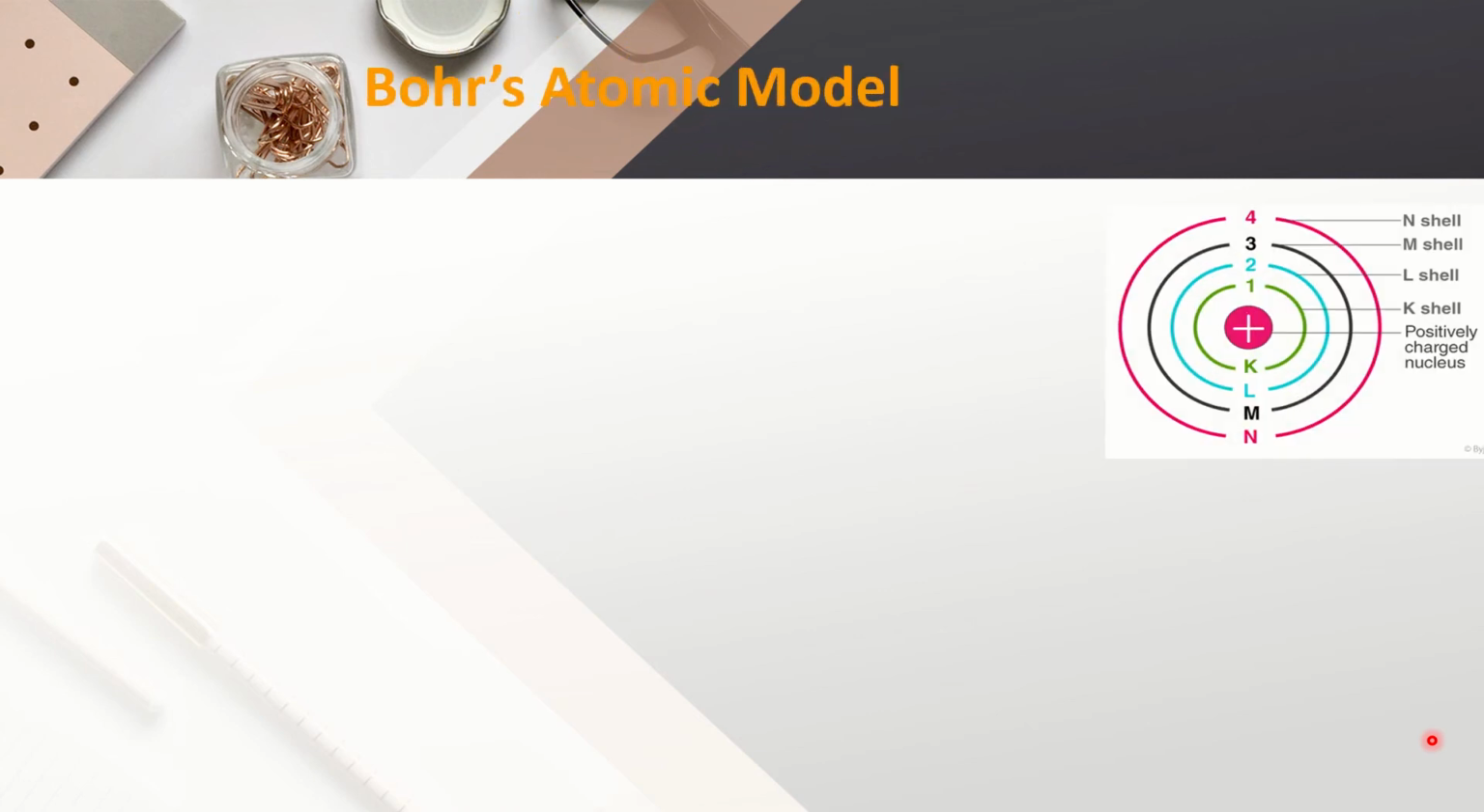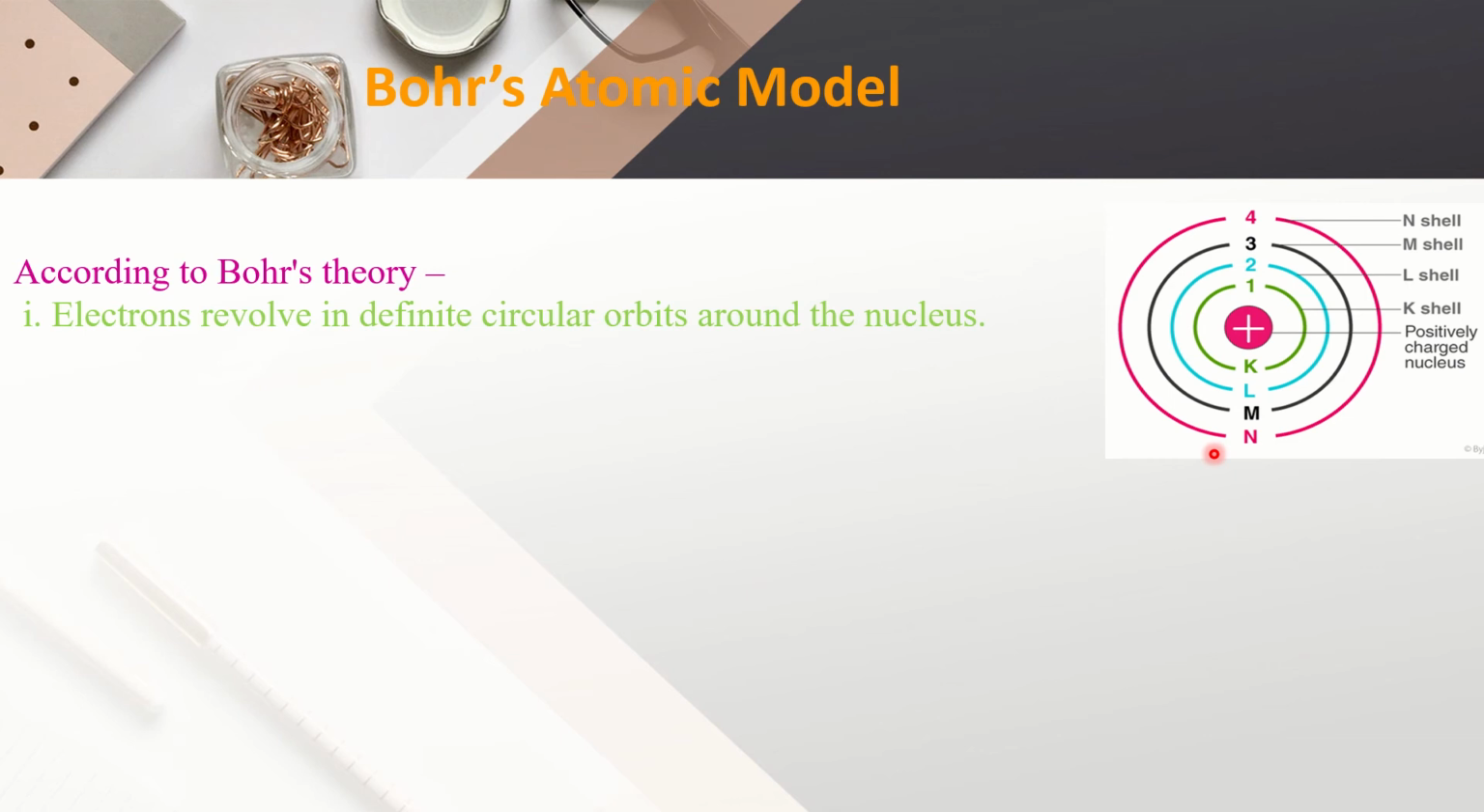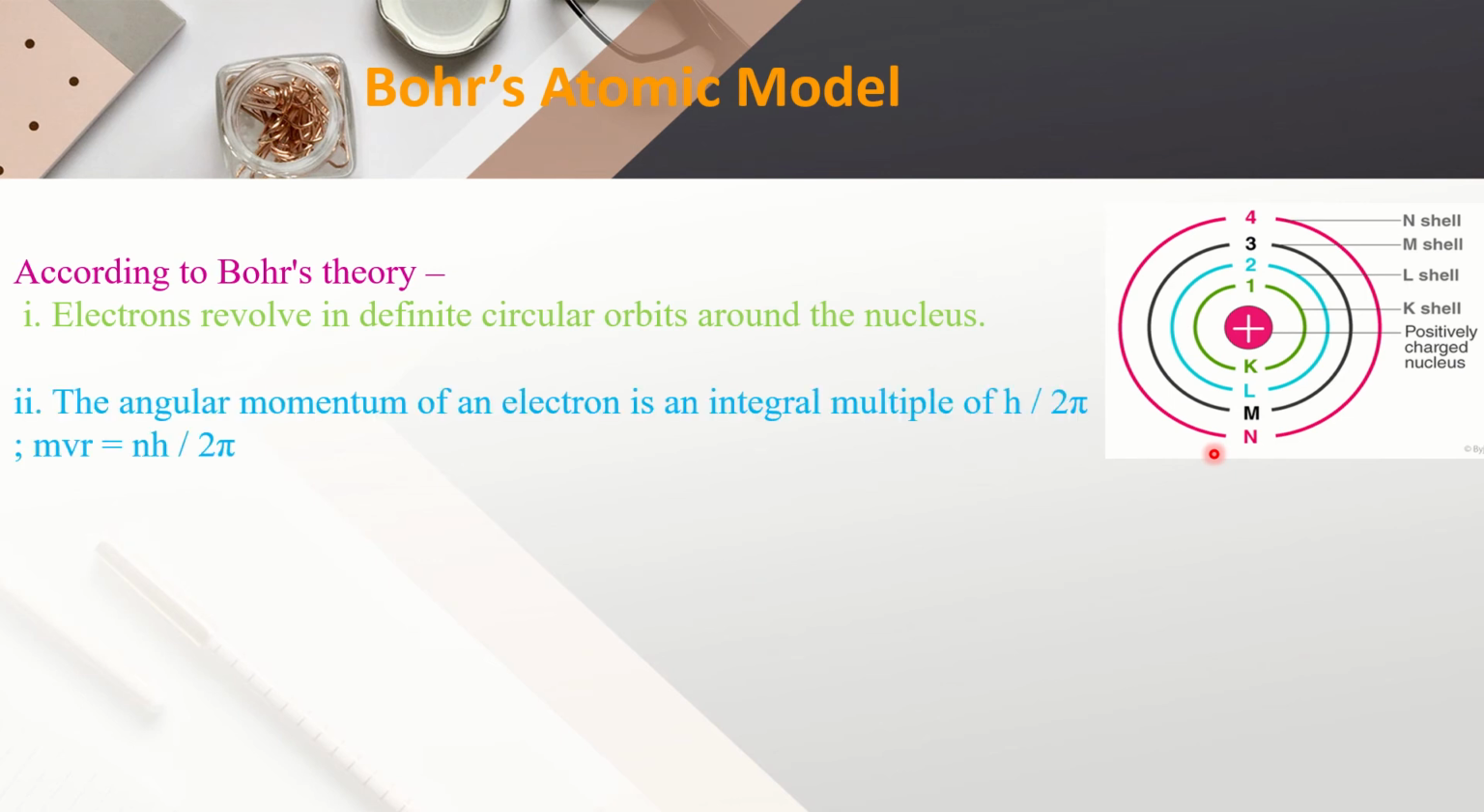Bohr's atomic model. Look, this is Bohr's atomic model. Here this is the nucleus and electrons are revolving around the nucleus in some circular orbits. These orbits are designated by K, L, M, N, etc. shell. According to Bohr's theory, electrons revolve in definite circular orbits around the nucleus. The angular momentum of an electron is an integral multiple of h by 2 pi. That means angular momentum mvr equals nh by 2 pi.